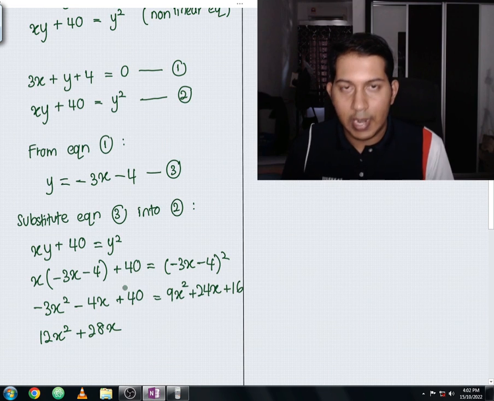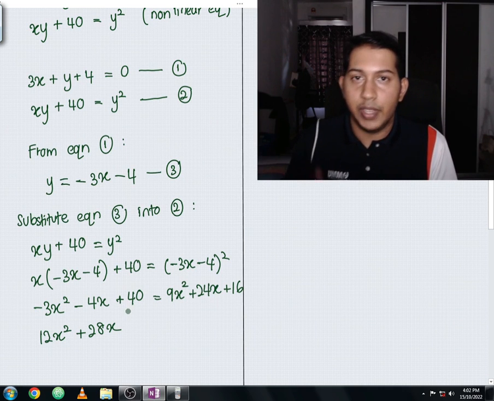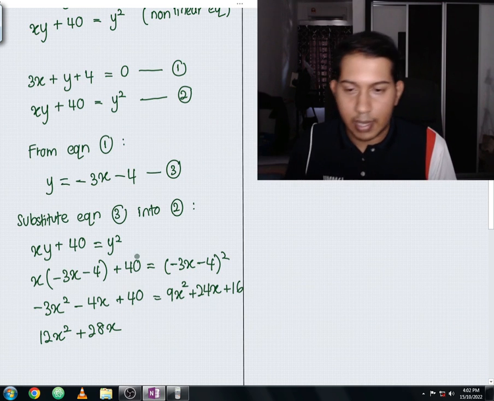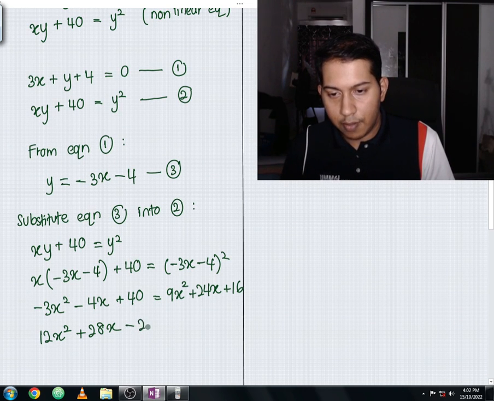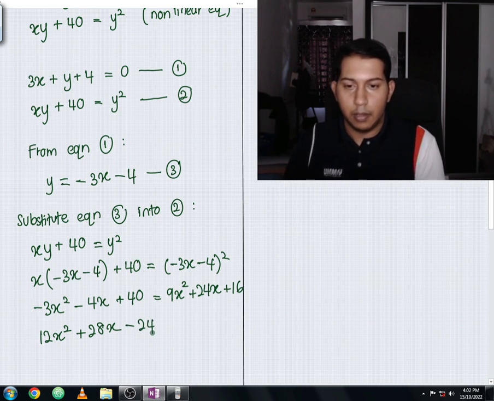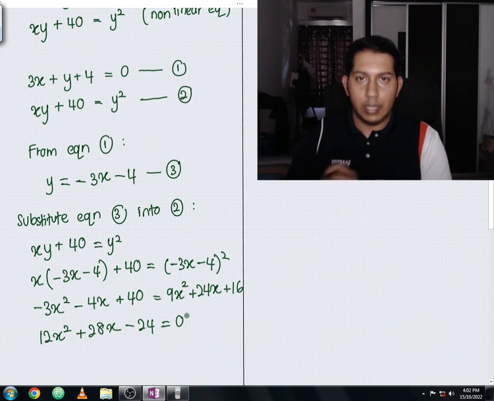Okay, so you are only left with the numbers. So from here 16 minus 40. Why minus 40? This 40 from the left hand side, you move it over to the right hand side. So from here 16 minus 40 is equal to negative 24. Okay, and then you make it equal to 0.